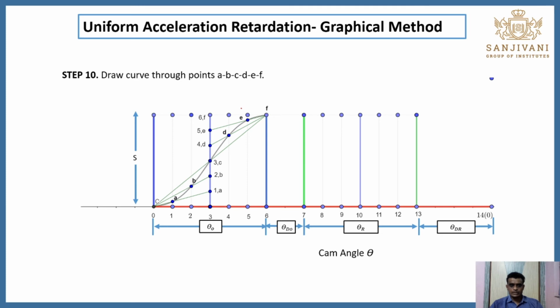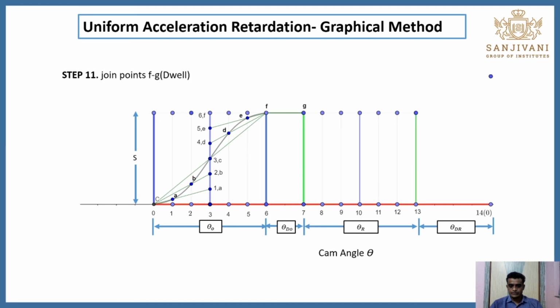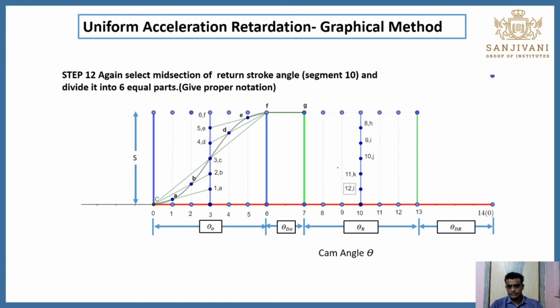This curve is called the uniform acceleration retardation curve, in which the first half is for the acceleration and the next half is for the retardation. Next, this is FG, at which there is no displacement of the follower. That's why this is 12. Again, during the return you have to follow the same, but you have to start from the top. Here you started from the bottom; now you have to start from the top.